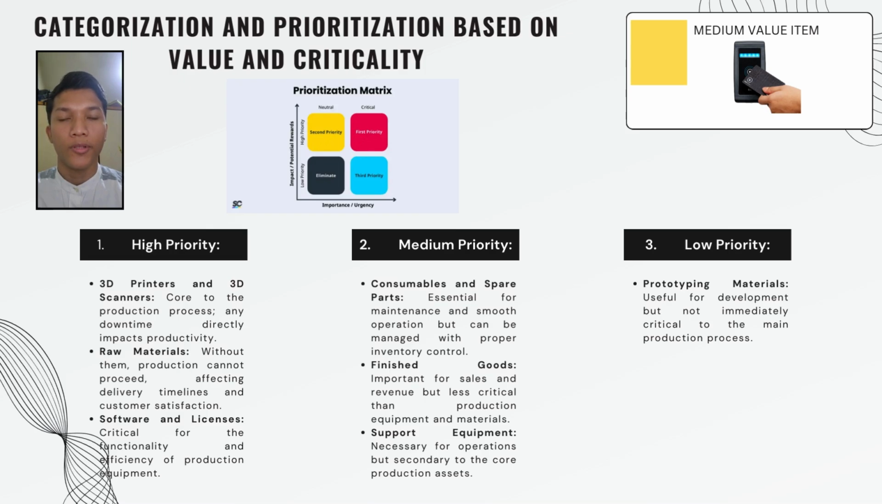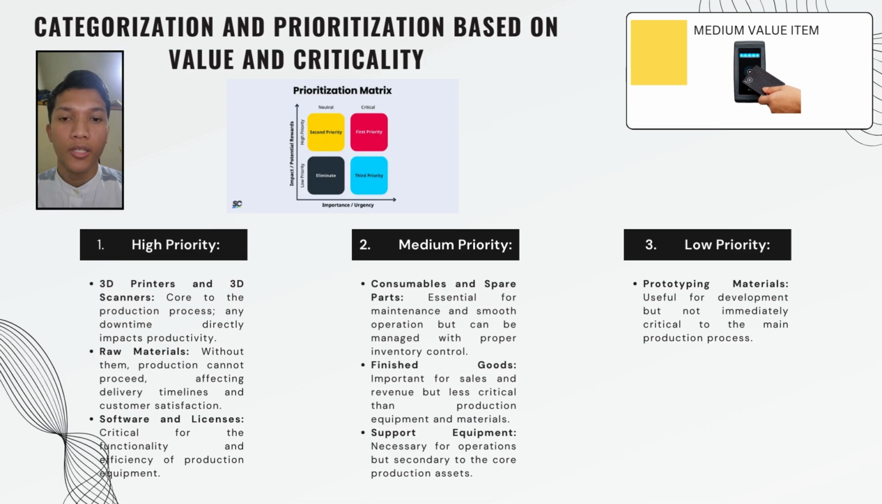Second is raw material. Without it, production cannot proceed, affecting delivery timelines and customer certifications. Lastly is the software and license. The software and license are critical for the functionality and efficiency of the production equipment.